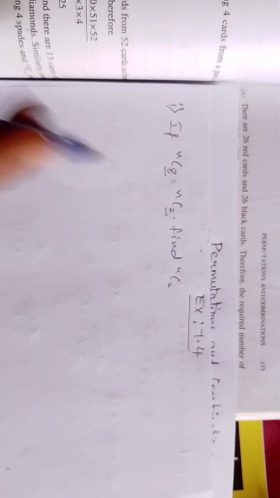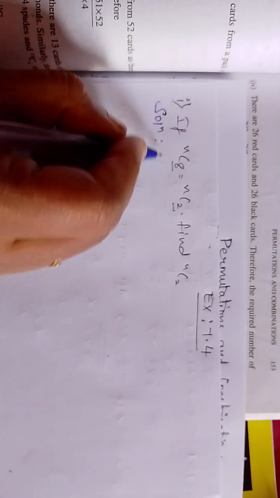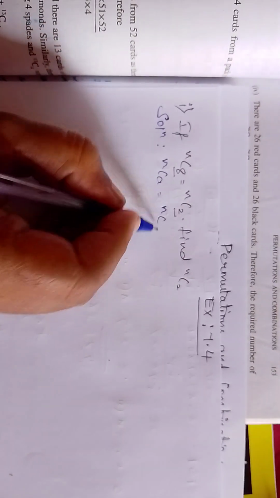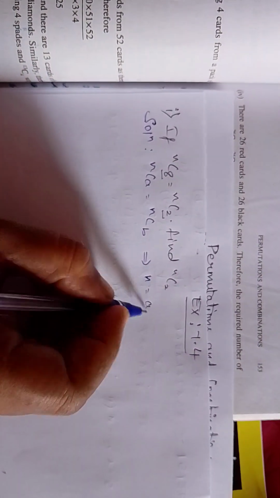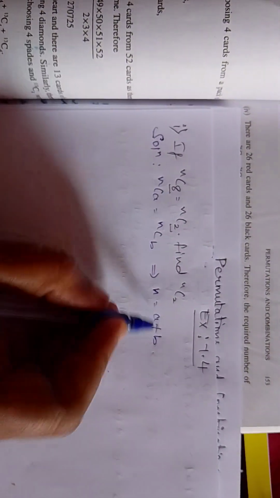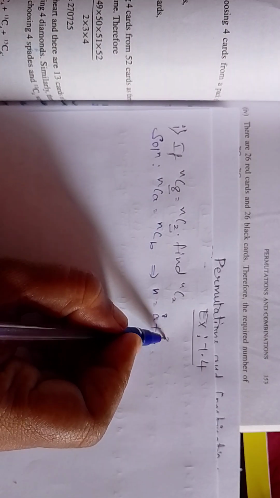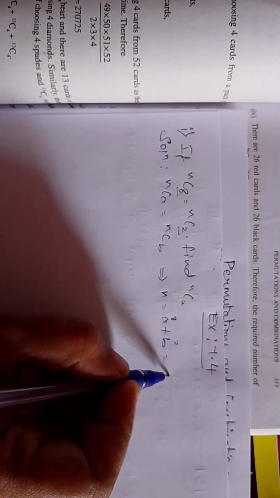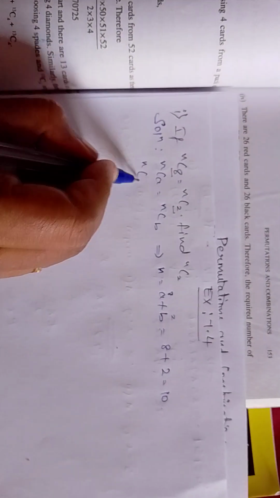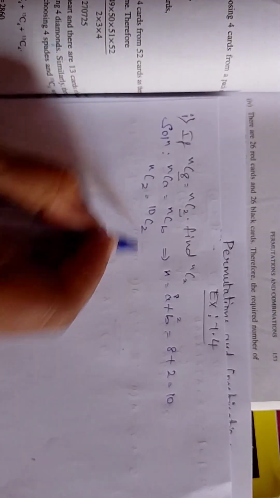So let us start the solution. Let us write the result. nCa is equal to nCb implies n is equal to a plus b. So here our a is 8 and our b is 2, correct? So 8 plus 2 will be 10. So we have got our n to be 10. So nC2 is nothing but 10C2, correct?